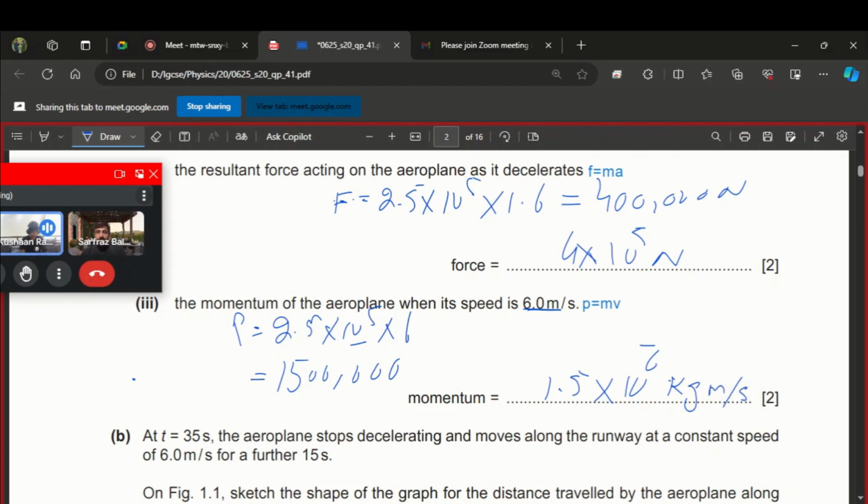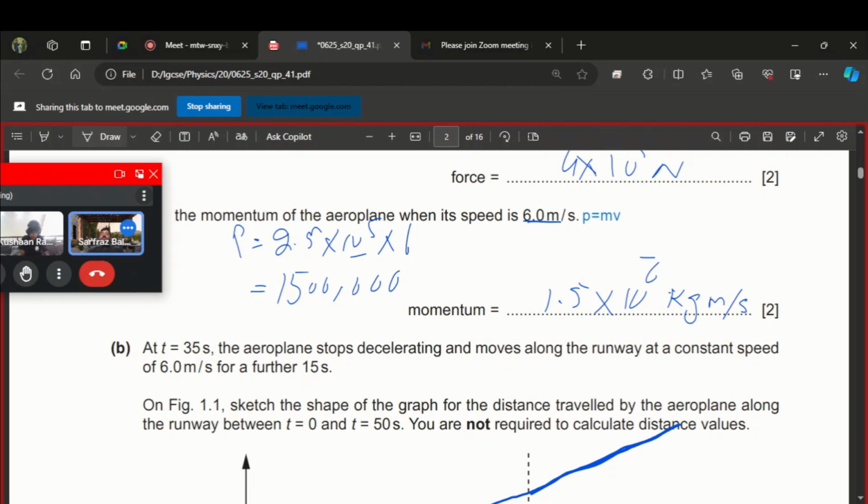Is it okay? Okay, now move to the next question. Next question says that at time equal to 35 seconds, the aeroplane stopped decelerating and moved along the runway at a constant speed of 6 meters per second for a further 15 seconds. On figure 1.1, sketch the shape of the graph for the distance traveled by the aeroplane along the runway between t equal to 0 and t equal to 50 seconds. You are not required to calculate the distance value. Here we have to draw the graph.